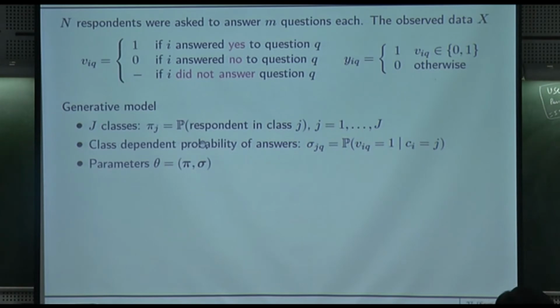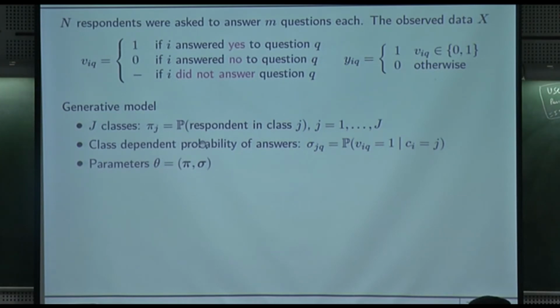What I'm hoping is that when people answer these questions, they fall into different classes of people. And by pooling together the answers that come from a particular class, I can try to figure out what they would have answered. So I'm assuming that there are j classes of people. Pi_j is the probability that a respondent belongs to class j. This is the same story, again a mixture model. Then you have class-dependent probabilities of answering. If the class of customer i is equal to j, then the probability that V_iq is equal to 1, the probability that they would answer question q as a yes, is sigma_jq. It depends on the question and it depends on the class.